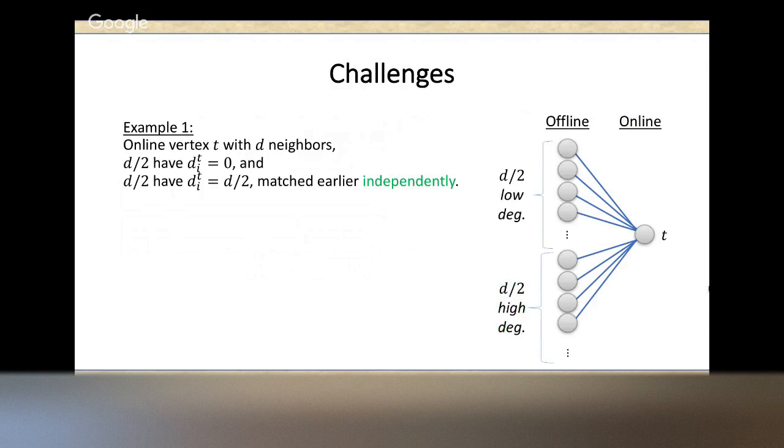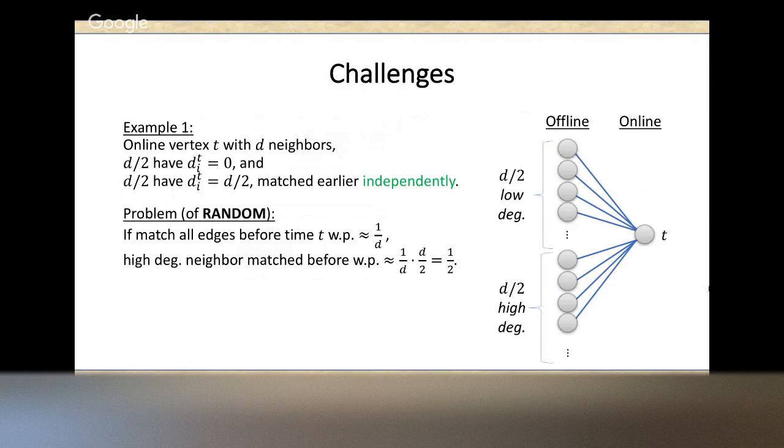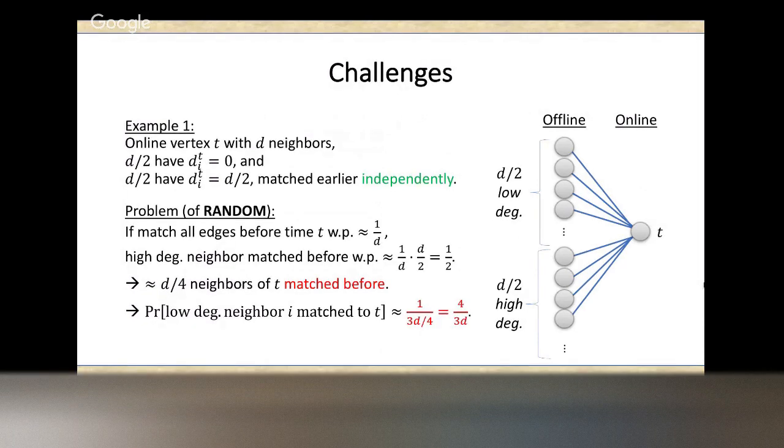So what are some challenges, at least for the random algorithm? Well, if all the edges before time t are matched with probability roughly 1 over d, then all of these d over 2 high degree neighbors should be matched with probability roughly 1/2 before t showed up. So that means that the observed unmatched neighborhood of t contains 3d over 4 guys, right? d over 4 of them should be matched. And here I'm using the fact that I assume they were matched independently before, so this should also be highly concentrated. So the probability of a low degree neighbor to get matched to t is exactly 1 over the degree of t, which will be just too high.